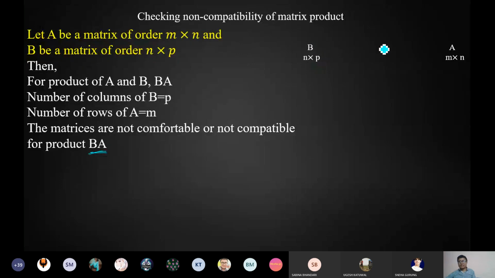B has order n cross P and A has order m cross n. We need to check these two, that is the column of matrix B and a row of matrix A. They are not same. That is not equal. So what we can conclude from here is BA is not defined. BA is not defined. Okay.